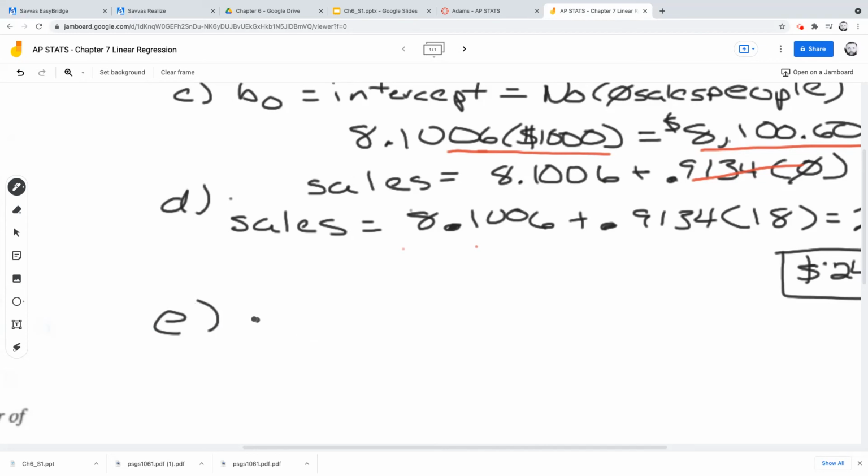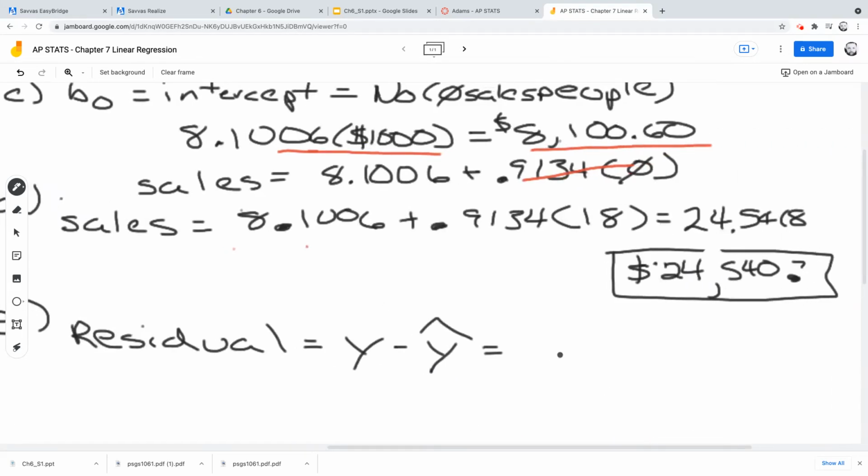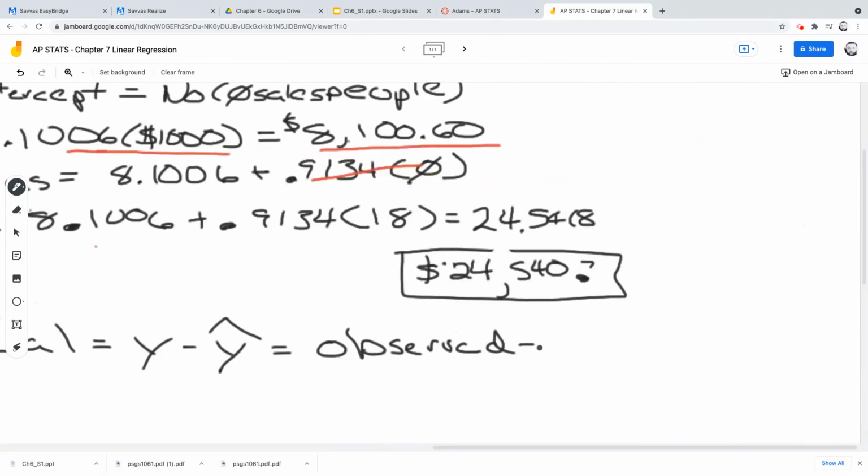So now for part E, they want to know the residual sales. So the residual, remember the residual is, does anybody remember the formula for residual? Isn't it Y minus Y hat? And do you guys remember what that means? The observed value, what the value actually is, minus the predicted. I probably should read the question. I just jumped right in with the answer, okay?